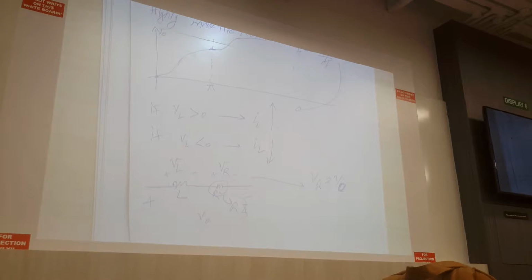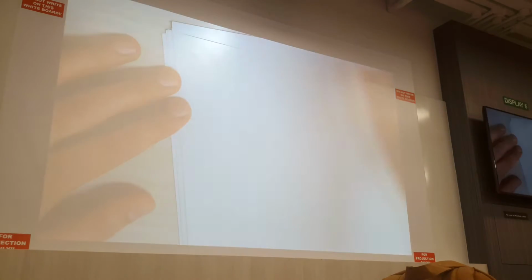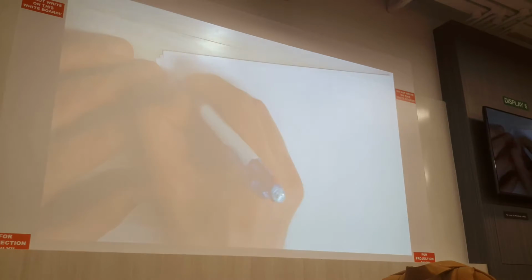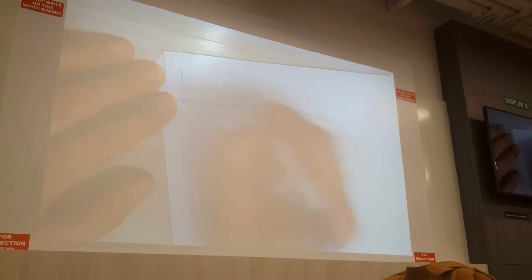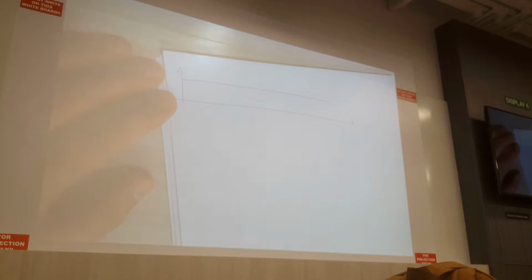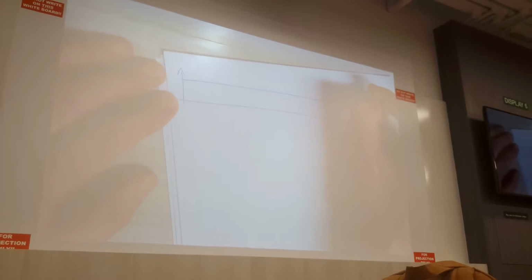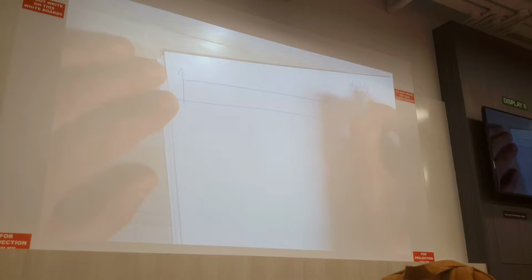So, in a steady state, the current of the inductor will become a constant value. So this is for a highly inductive load.